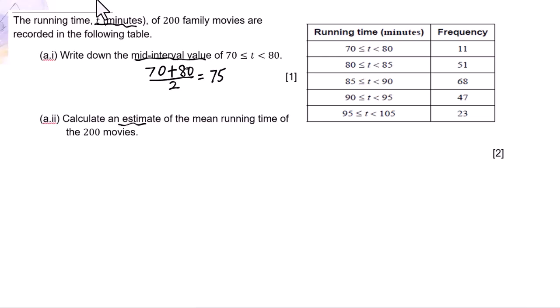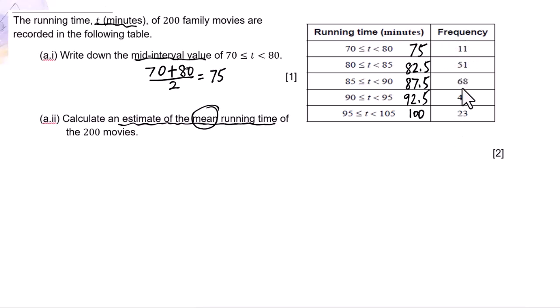Calculate an estimate of the mean running time of the 200 movies. First of all, we need to figure out the mid-interval values. 75, 80 plus 85 over 2, 82.5, 87.5, 92.5, 100. Then we need to put this into the calculator to figure out the mean.